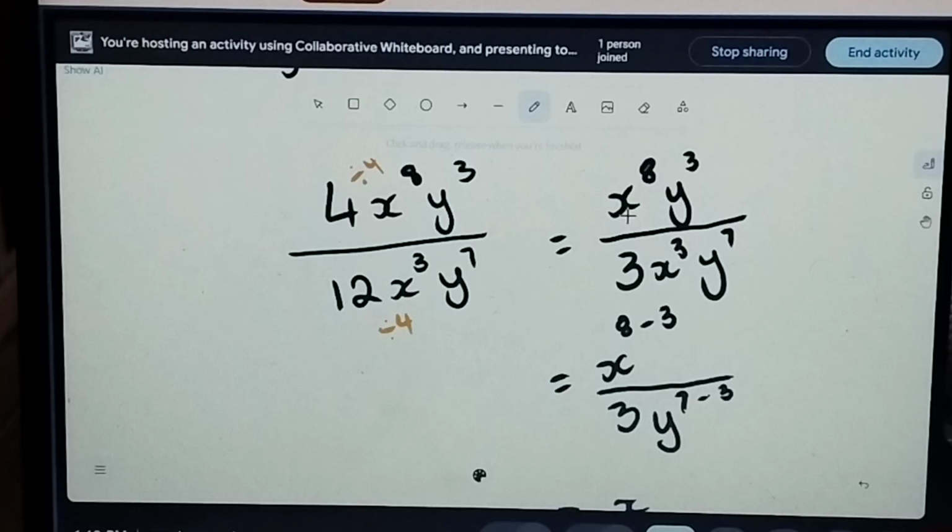So I'm left with x to the 8, y to the 3 over 3x to the 3, y to the 7. So I haven't done anything to the powers of the variables yet. I've just left the powers of the variables the same for now.